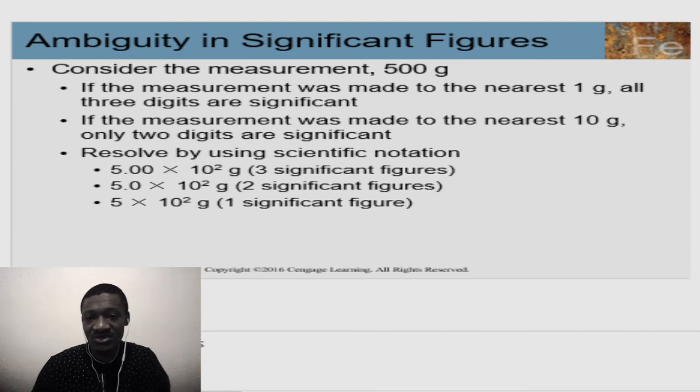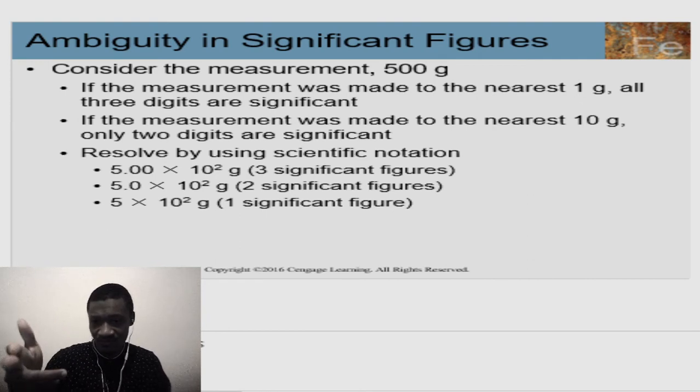So consider the measurement 500 grams. If the measurement has been made to the nearest 1 gram, all three figures are significant. But if it was made to the nearest 10, then only 2 digits are significant. So you see the changes.